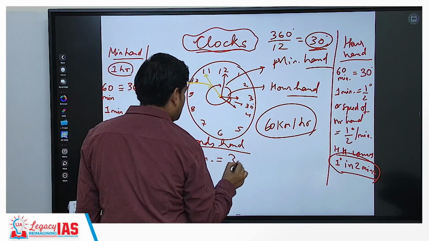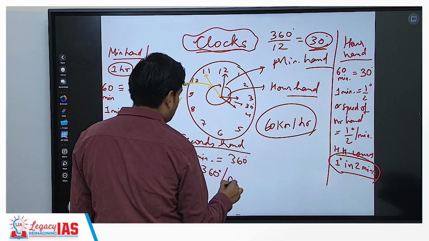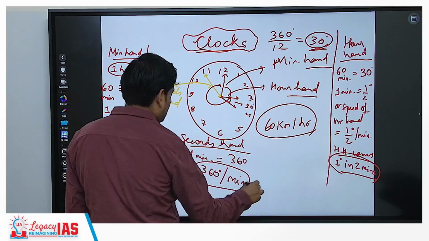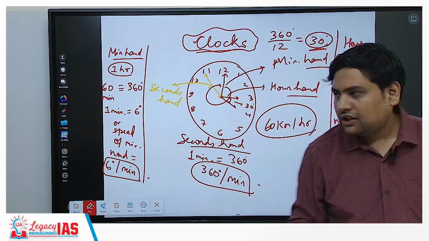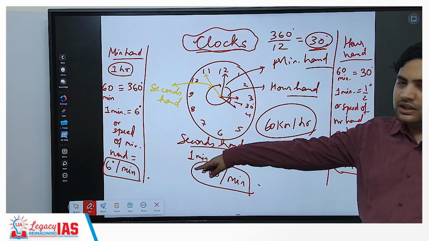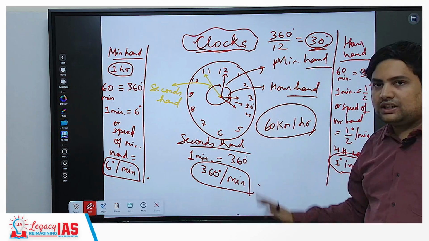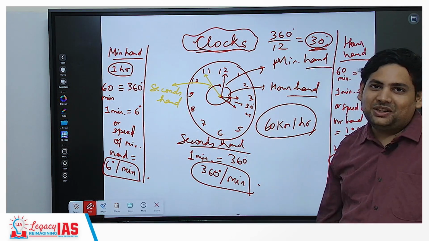So in 1 minute it covers 360 degrees, so the speed will be 360 degrees per minute. That's it. Correct? So this becomes the speed of the seconds hand. Speed of minute hand is 6 degrees per minute, speed of hour hand is half a degree per minute, speed of seconds hand is 360 degrees per minute. That's it.